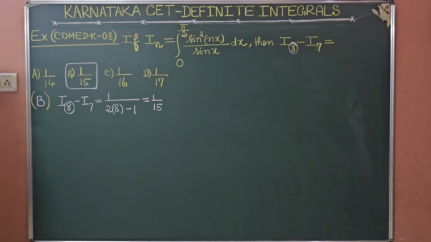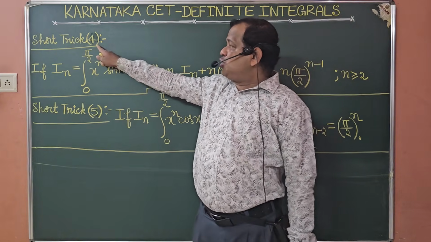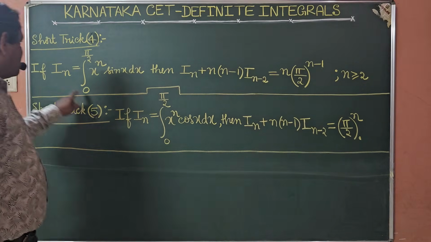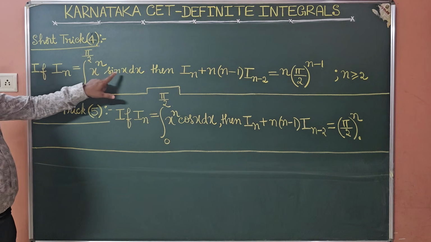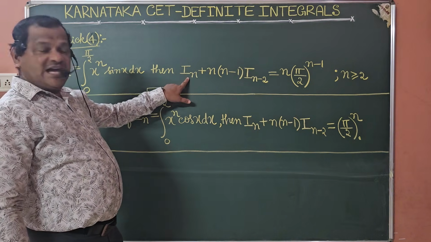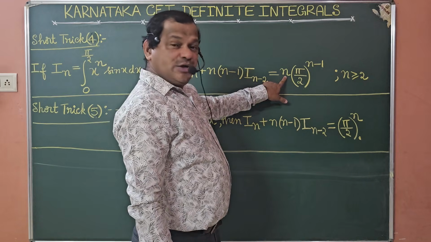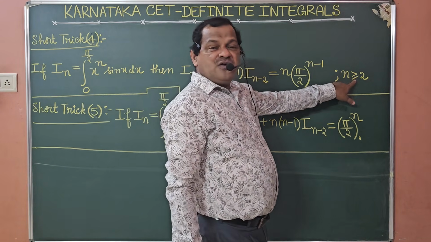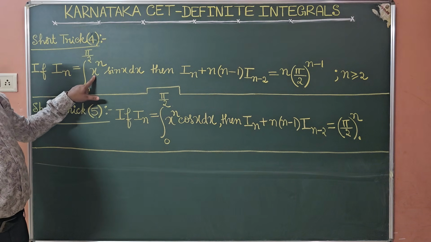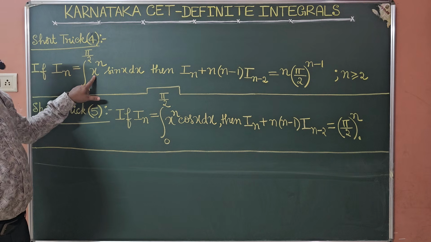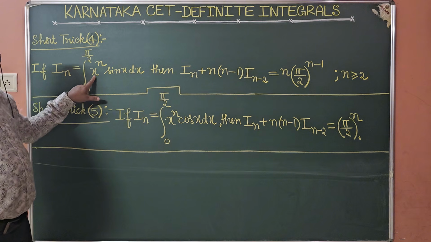Hence, for this exercise, option B is correct. Kindly go through the solution. Students, here I have written 2 more short tricks. Kindly go through them. Say, short trick 4 says, if I suffix n is equal to integration from 0 to pi by 2 of x power n sin x dx, then I suffix n plus n into n minus 1, I suffix n minus 2 is equal to n into pi by 2 power n minus 1. For all n greater than or equal to 2, this is true. And to get the proof of this done, you please apply integration by parts rule 2 times. For that you can watch my indefinite integrals video.